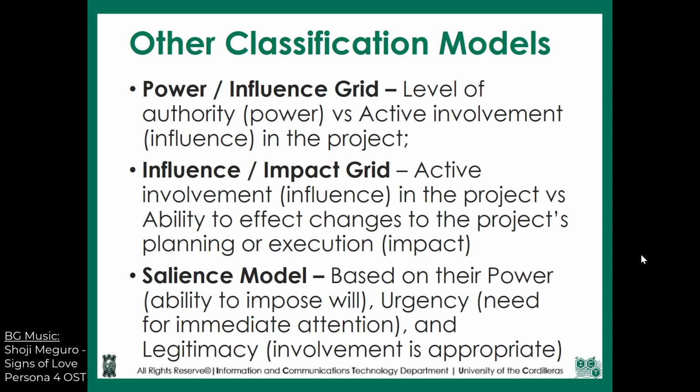We also have the third one, which is the salience model. Under this one, we have three criteria that we're looking into. Number one is power, also known as the ability to impose your will. Next is urgency, or the need for immediate attention, and also legitimacy, wherein involvement is appropriate. As you can see, these are more variations or deviations from the power interest grid.